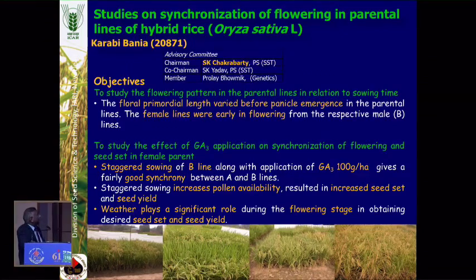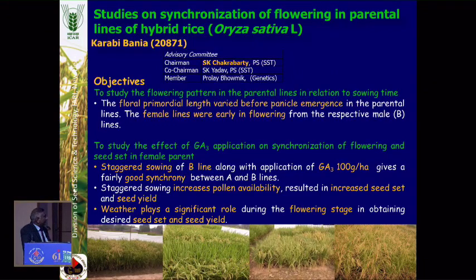Krabi worked on synchronization of flowering in the parental lines of hybrid rice. She established that the floral primordial length varied before panicle emergence. The female lines flowered earlier than their respective male lines, and she established that staggered sowing of B lines, along with the application of gibberellic acid at the rate of 100 grams per hectare, gives fair synchrony between the A and B lines.